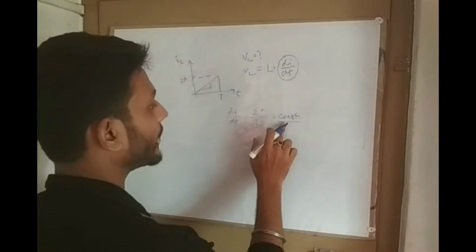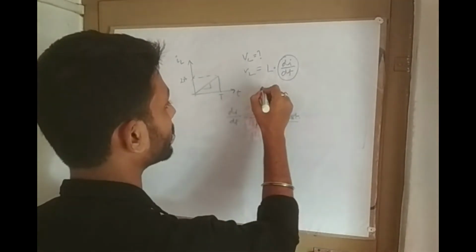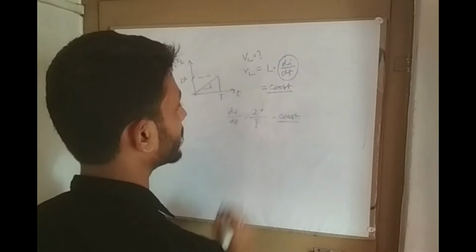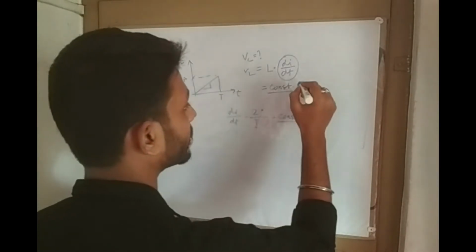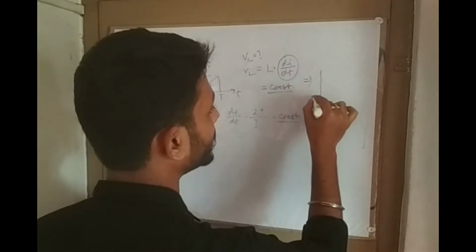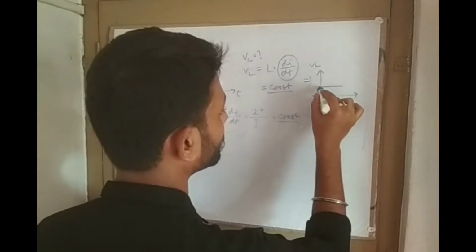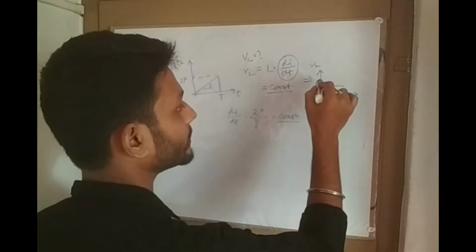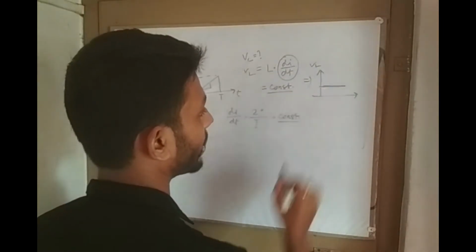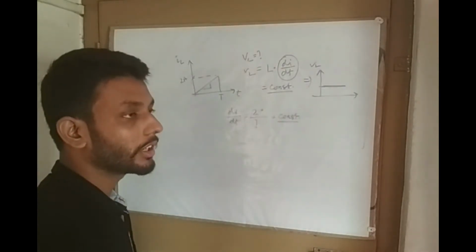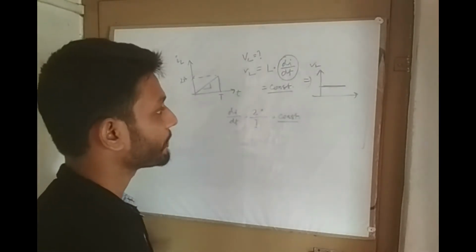So the overall is constant value. So the di dt is constant and L is also constant. So VL will become of constant value. So the waveform of this VL will definitely become like this, because this is the waveform of any constant value. Okay, you can also find out the answer in this way.